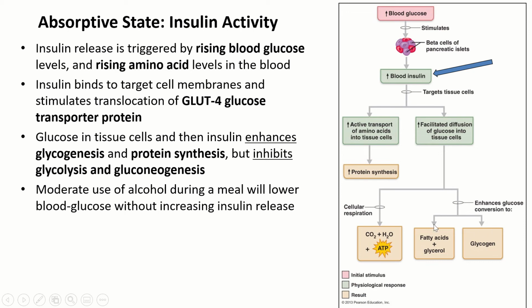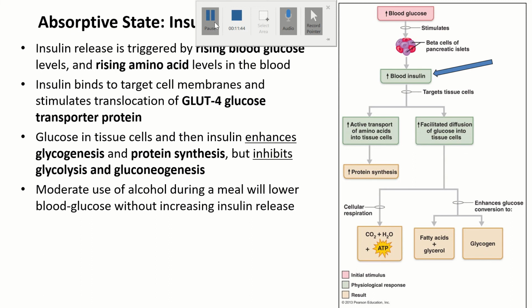And so what you see here is that insulin enhances glycogenesis, right? So formation of glycogen there. At the same time, I mentioned that it's enhancing protein synthesis. What's important is that it can also induce lipogenesis. I don't mention it, but it can actually help with the storage of fatty acids and glycerol. Now, it does tend to inhibit the breakdown of glycogen itself. And so I have glycolysis written here, and I'm realizing this should say glycogenolysis.